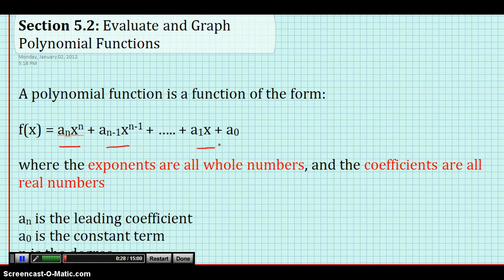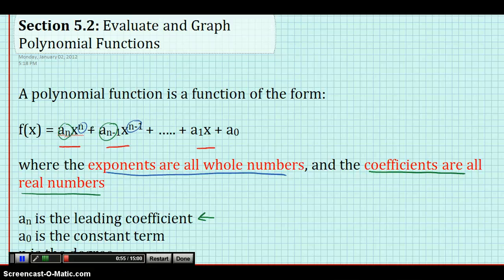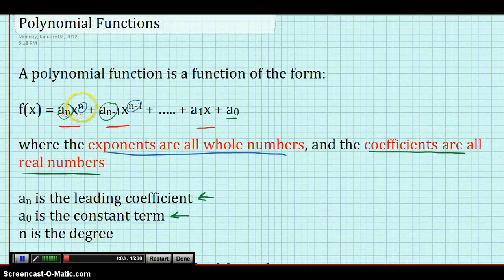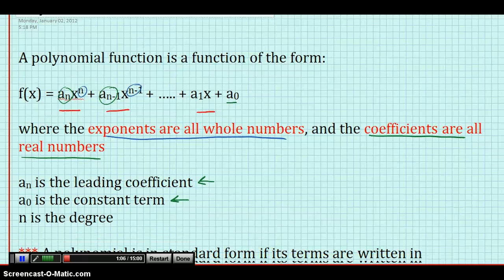And in the polynomial, the exponents are always whole numbers. So if these exponents are not whole numbers, then it's not a polynomial. Also, the coefficients are real numbers, and the coefficient would be the number in front of your variable. A sub n is the leading coefficient, or the coefficient in front of the highest degree, and a sub 0 in this case is just your constant term. And n is the degree of your polynomial, so the highest exponent would be the degree of your polynomial.